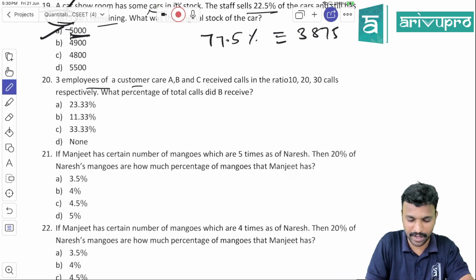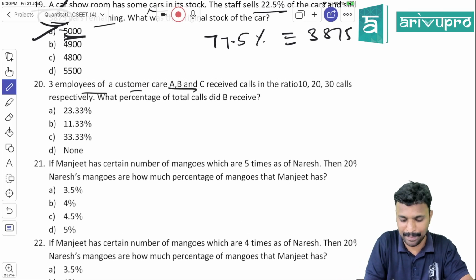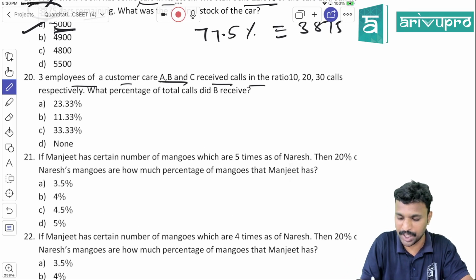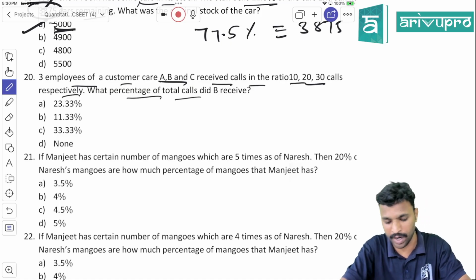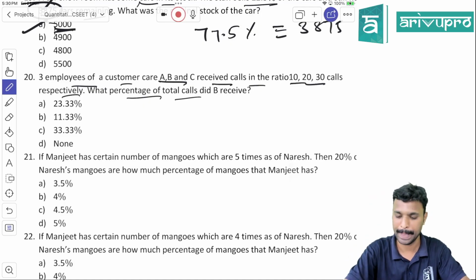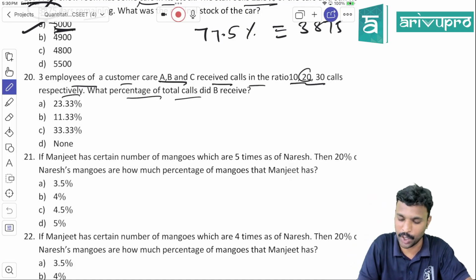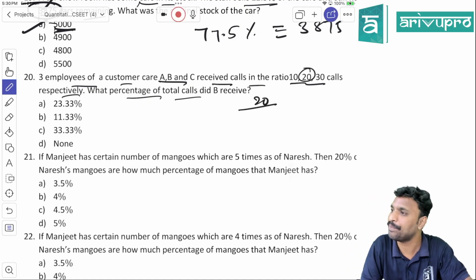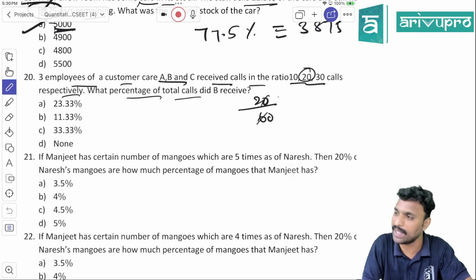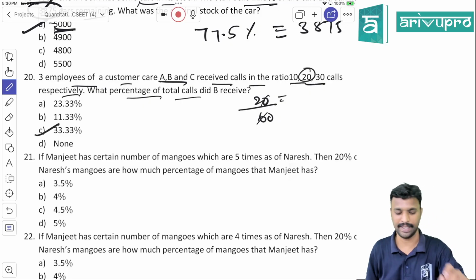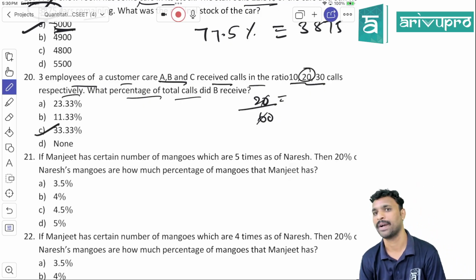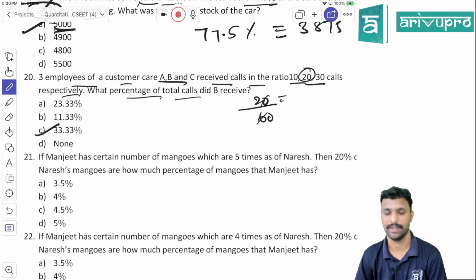Three employees of a customer care, A, B and C, received calls in the ratio 10, 20 and 30 calls respectively. What percentage of calls did B receive? B received how much? 20 calls. Total how many? 60. Is it not 1/3? 1/3 means how much percent? 33.33%.